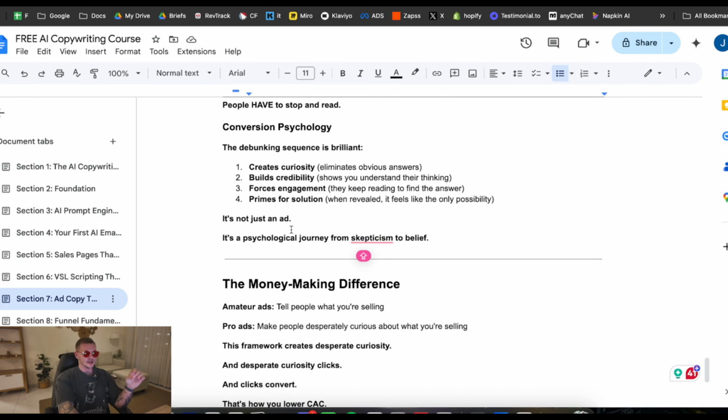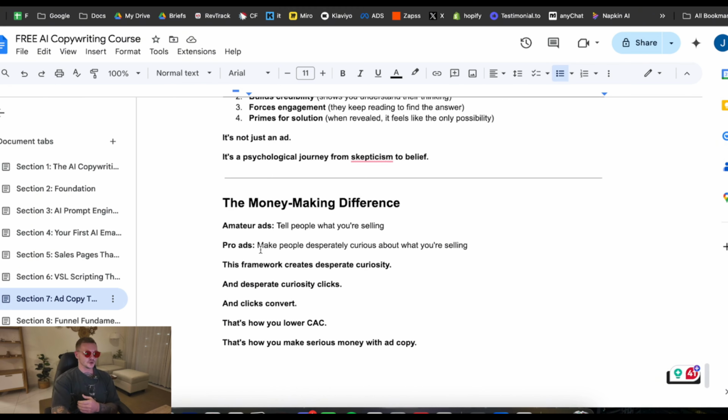It's not just an ad, it's a psychological journey from skepticism to belief. And that's exactly what we were talking about at the very start in our foundations, where we need people to feel heard and we need to make them feel as if we understand them, and then agitate their pain points and make them feel like our solution is the only one that works for them. So, like I said, their psychological journey.